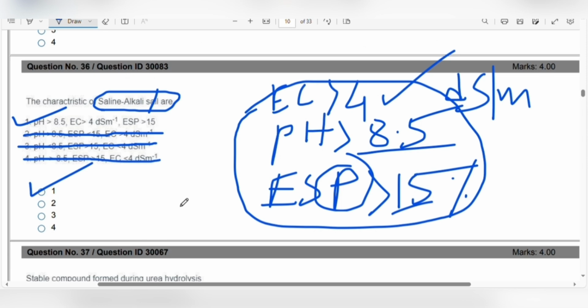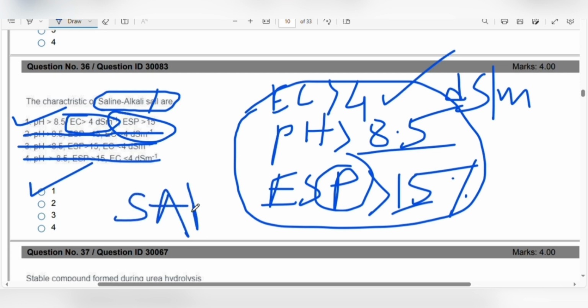Very nice. From here you have to remember the criteria or the characterization of the other types also. Singly saline soil and only sodic soil. Those also you have to remember, where the EC is more than 4, EC is less than 4, ESP is more than 15 or less than 15, and pH is more than 8.5 or less than 8.5. And also you have to remember the SAR values.